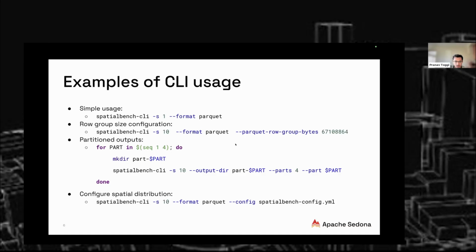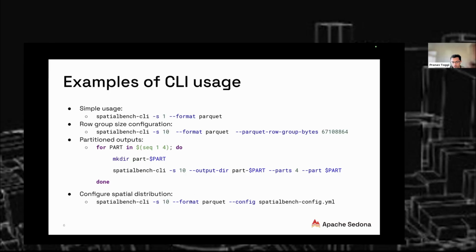This can, by the way, impact how well certain scan operations run on these tables. Another thing is that it can offer partitioned outputs. So you can create multiple Parquet files for the same table. That is done via the parts and part CLI options.